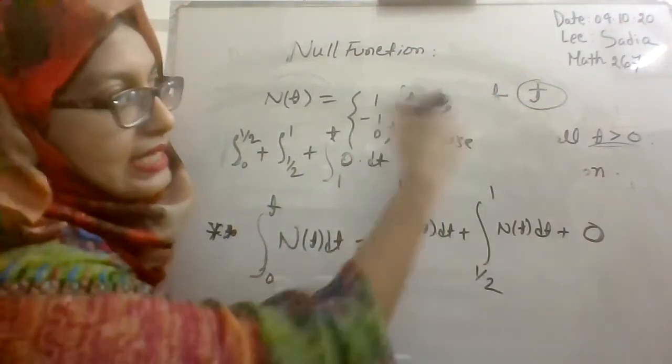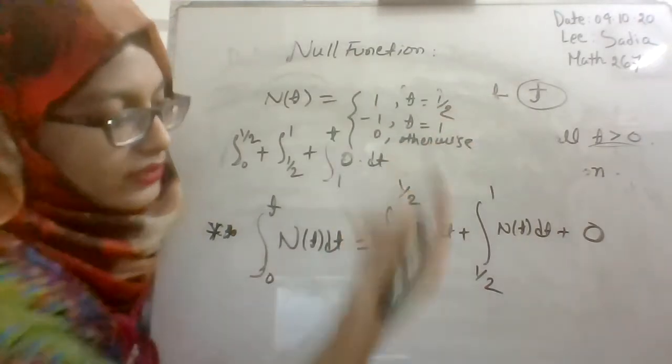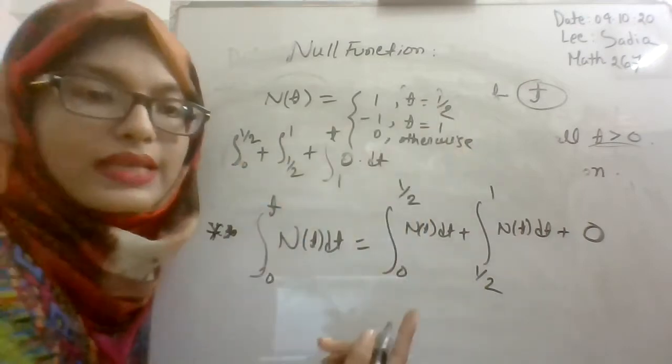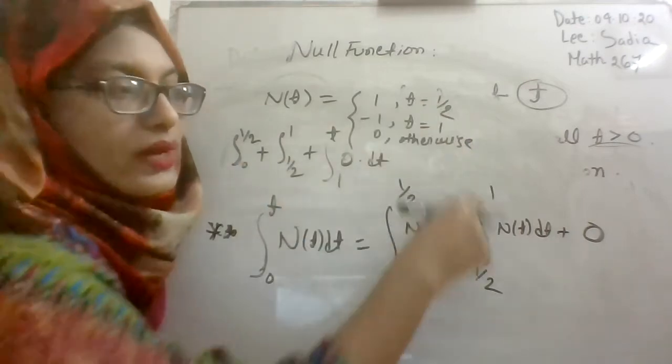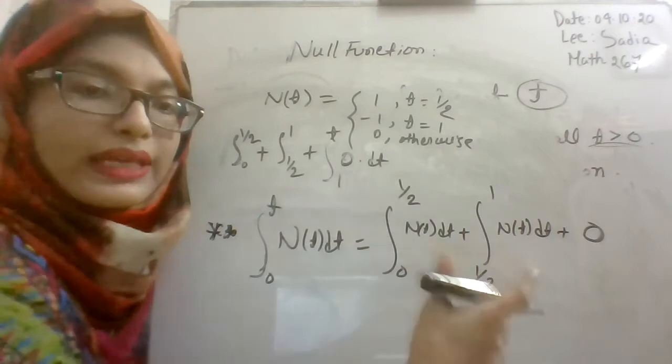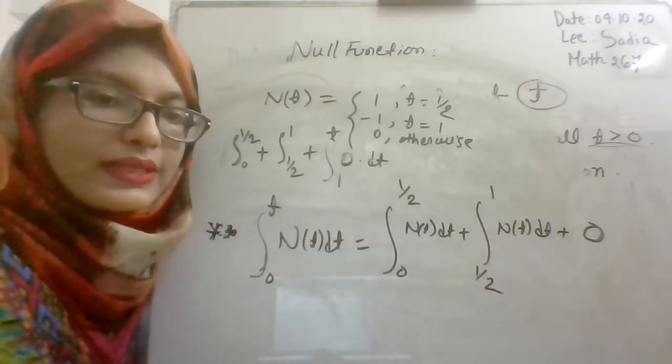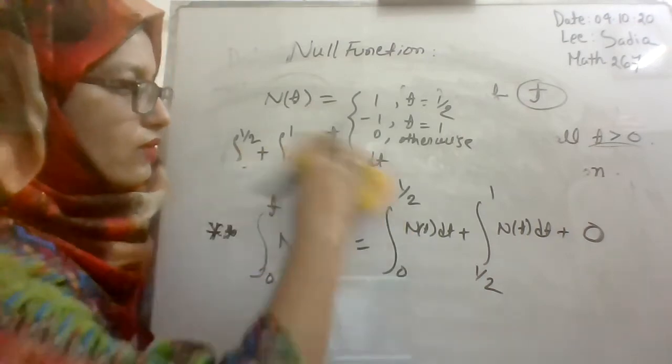Since your limit is half, 1, that's why we start from 0 to half, half to 1. If it is 1 to 2, then we will start from 0 to 1, 1 to 2, and the next term will be 2 to t or 2 to infinity. Now is it clear how we can take the limit? Yes, ma'am.